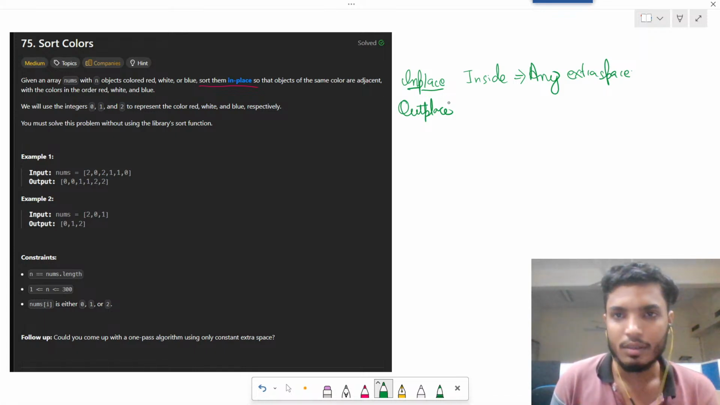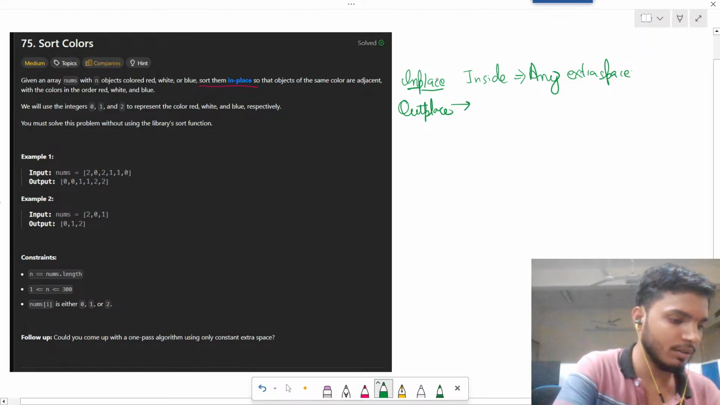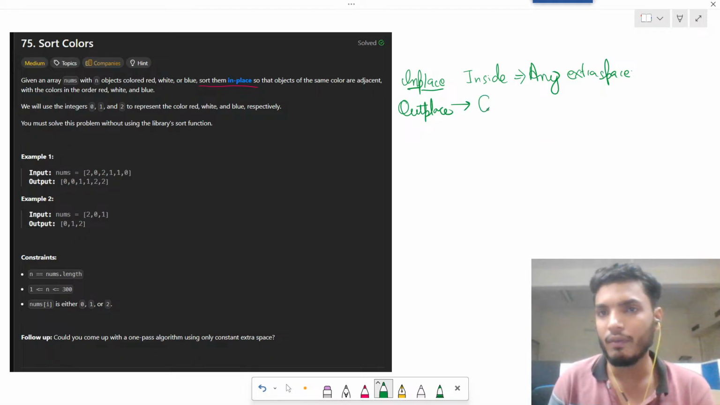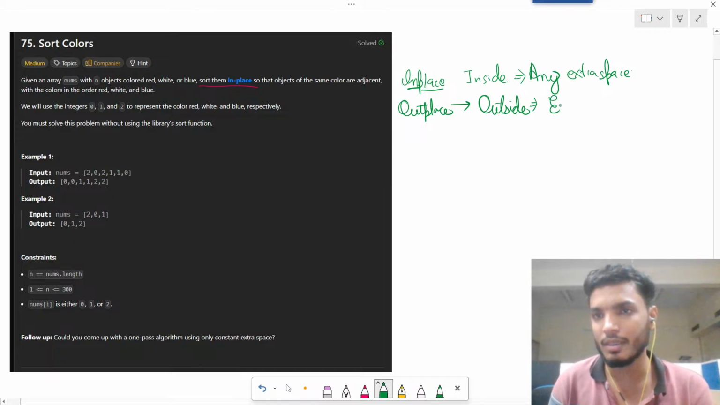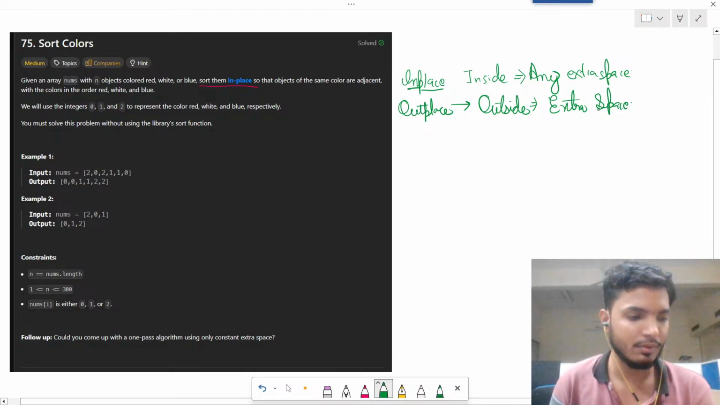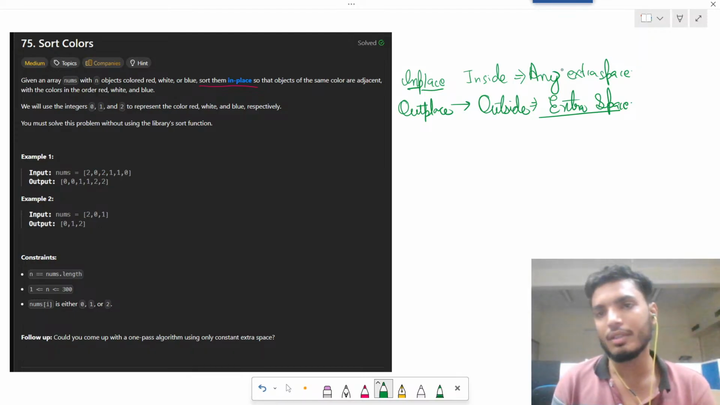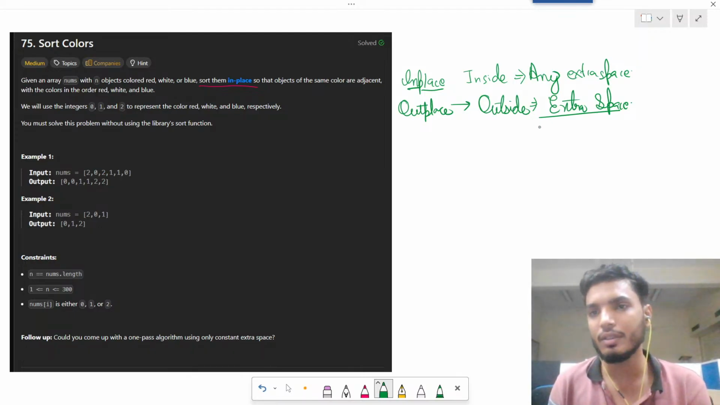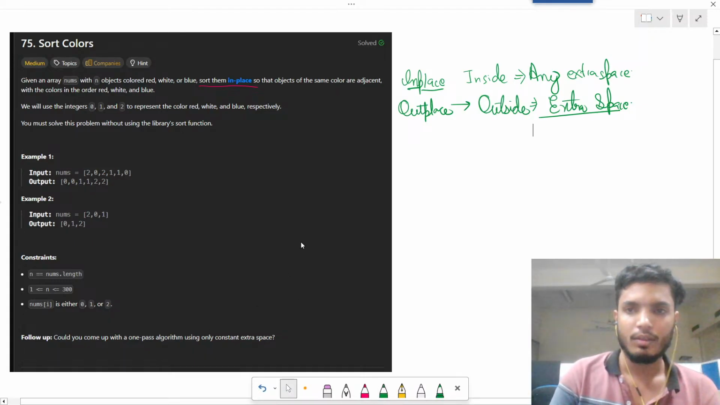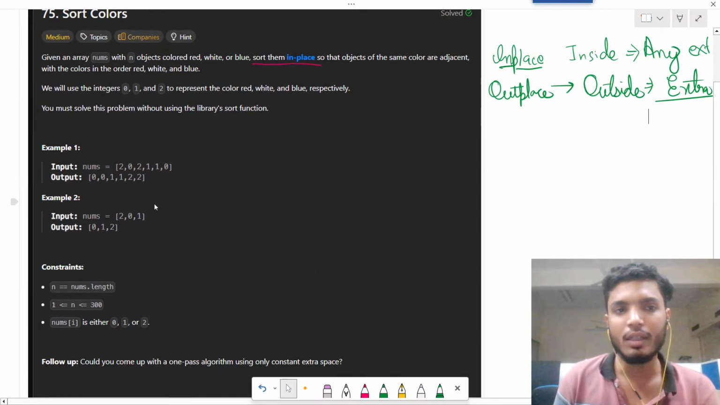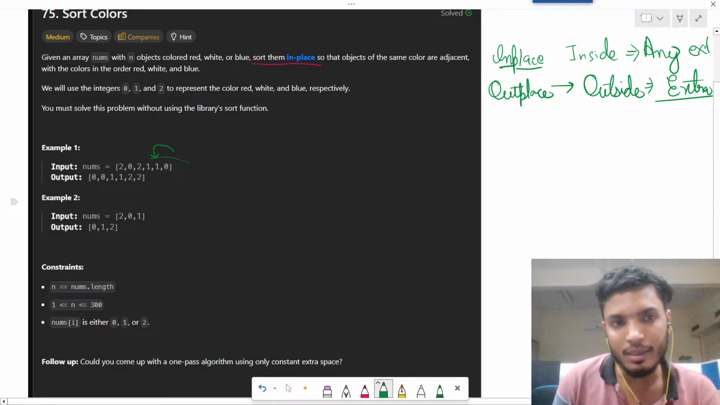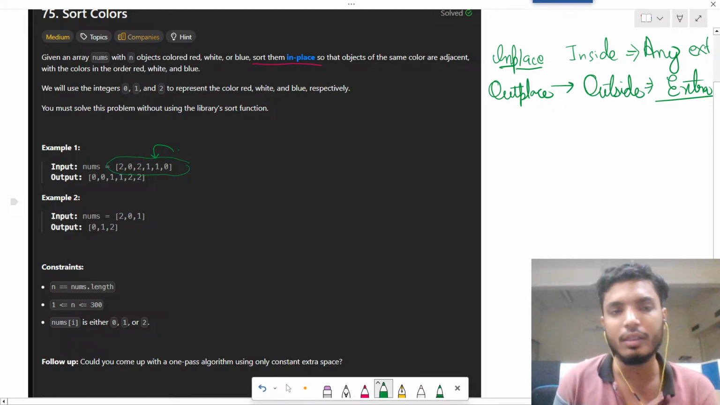And out of place means outside, where you can take extra space as well. So in place means any extra space is not allowed, and out of place means you can take extra space. Here in the question, you have nums, and you have to make the changes inside nums only. You can't take any extra array.